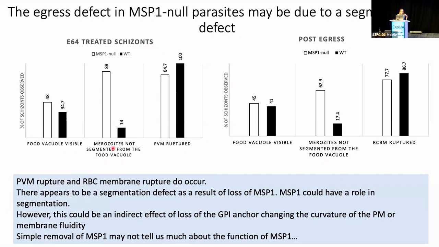So from this, we thought that because when MSP1 is absent from the surface, the vacuole membrane and red blood cell membrane rupture are still occurring, maybe MSP1 has a role in causing this segmentation of merozoites from the food vacuole. But this might be an artifact of loss of the GPI anchor, which tethers MSP1 to the plasma membrane, changing the curvature of the plasma membrane or its fluidity, therefore preventing proper segmentation. So maybe simple removal of MSP1 doesn't tell us much about the function.